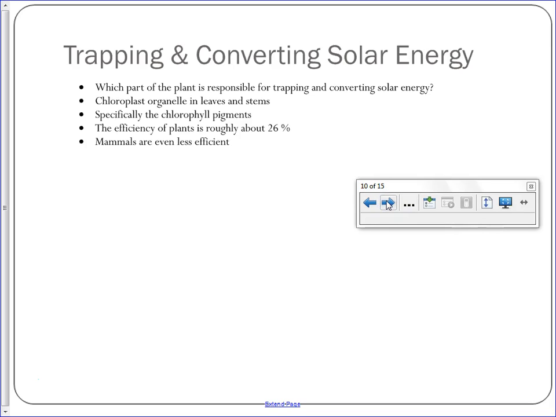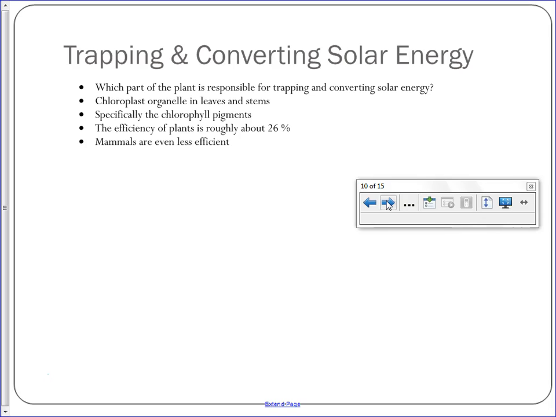Trapping and converting solar energy. So again, when we take a look at the efficiency of a natural system, we could take a look at plants. What part of the plant is responsible for trapping and converting solar energy? The chloroplast organelle. This is something we're going to talk about in biology a little bit more. But specifically the chlorophyll pigments. The efficiency of a plant in this process is roughly about 26%.